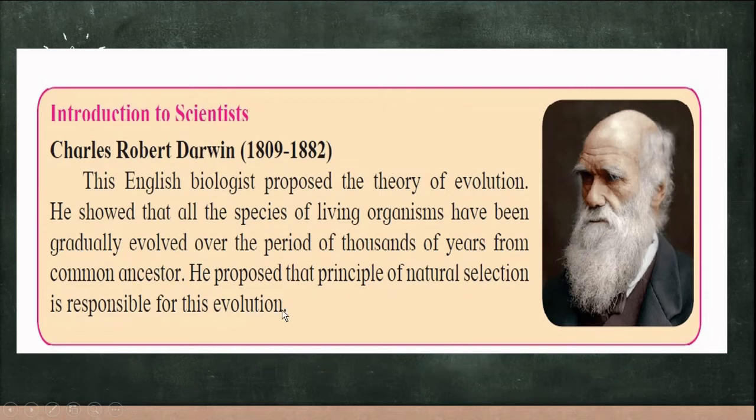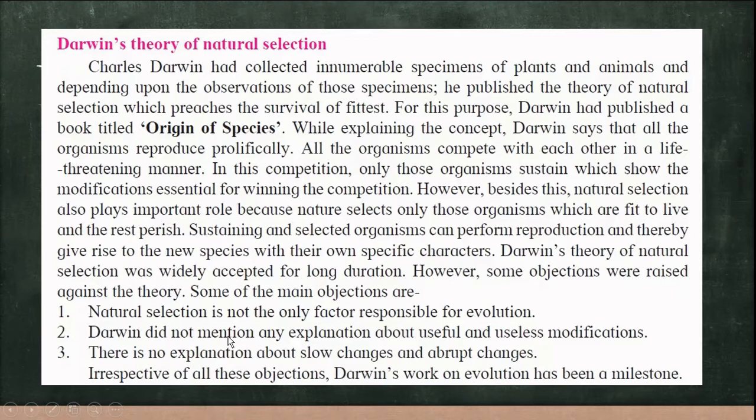Now what is natural selection and what was the theory? Let us see. Charles Darwin collected innumerable specimens of plants and animals, and depending on his morphological observations of these specimens, he published the theory of natural selection.